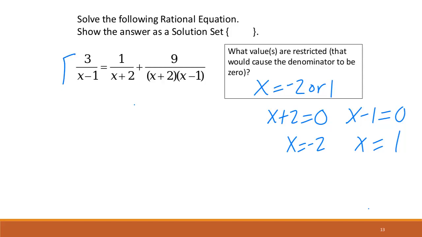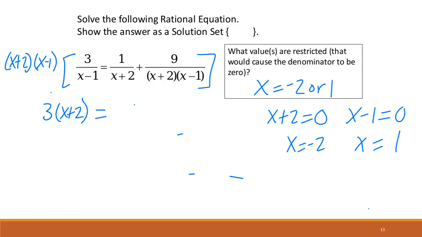If we get either one of those solutions, then we have a problem. So I'm going to multiply both sides. I'm just going to write it as one multiplication this time. x plus 2 times x minus 1 because I'm multiplying everything by that. So on this first term, the x minus 1 is going to cancel, and I'll be left with 3 times x plus 2. On the second term here, the x plus 2's will cancel, and I'll be left with 1 times x minus 1. And then on this last term, both terms will cancel, so I'll be left with 9.